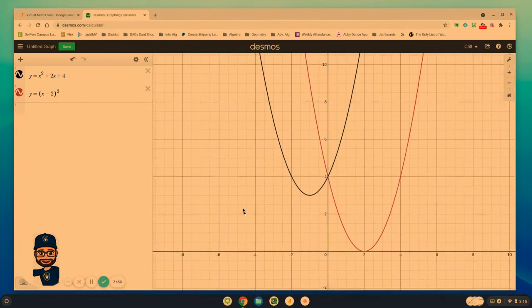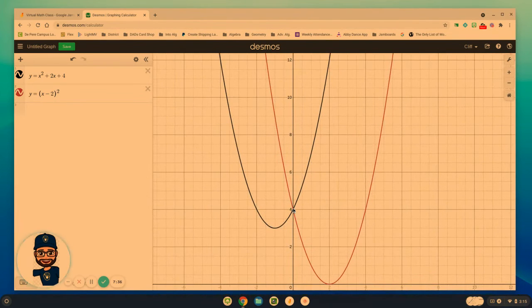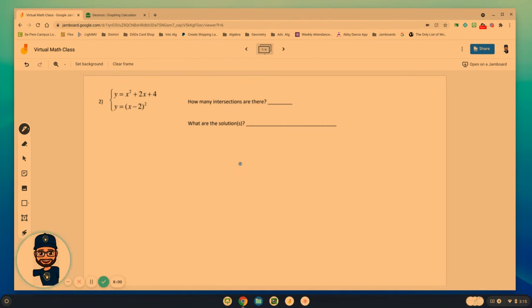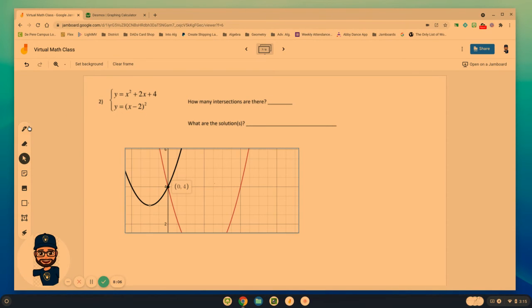2 parabolas. All right, it looks like the only intersection point is going to be right there, because this one's going to keep going further away from that blue line. This one's just going to keep going further away from that blue line. Never going to intersect up above. So we only have that one intersection point, (0, 4). All right, so we can say that there's only going to be one solution, one intersection, and it is the point (0, 4).